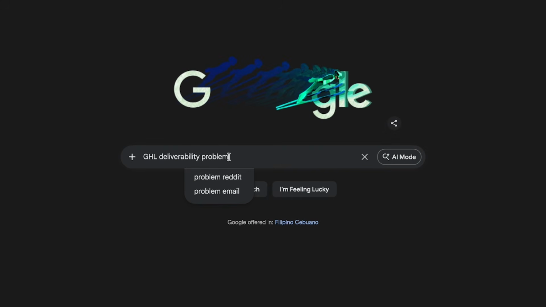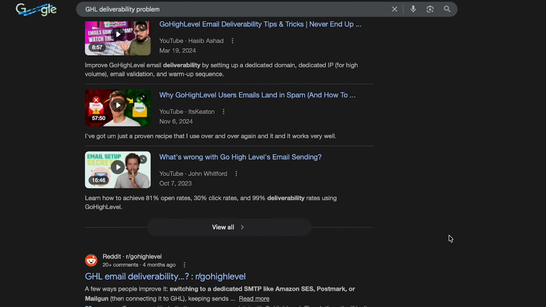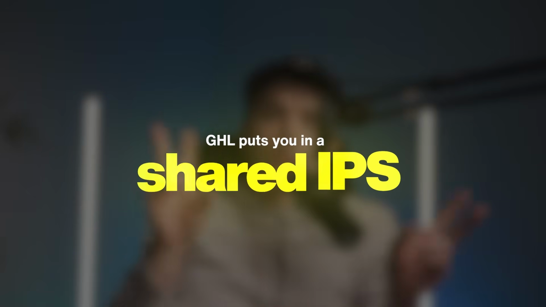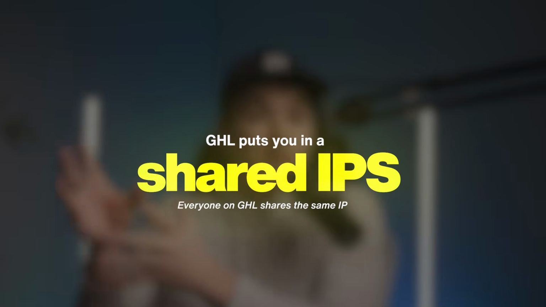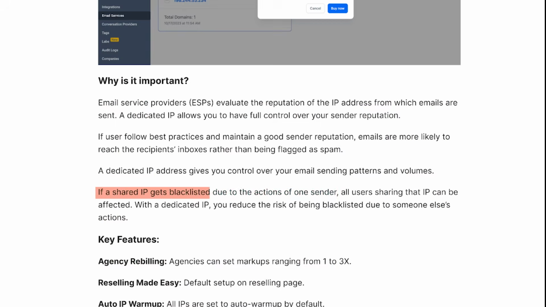Historically, GHL has a documented email deliverability problem. Google it. It's all over the place. To simplify a very technical reason of why that's happening into a very succinct answer for you, GHL essentially puts you on what's called shared IPs. Everybody who's using GHL is using the same IP that you are sending emails from. So if Jerry down the road sucks at sending emails and he's getting spam complaints every single day, that reputation attached to that IP is being shared with you.